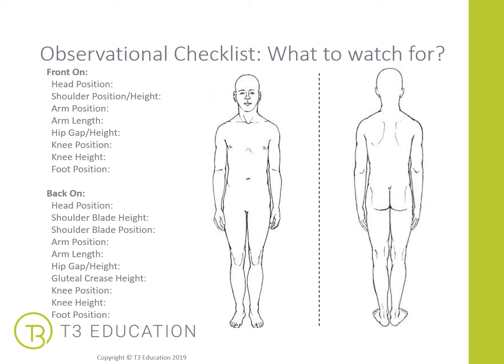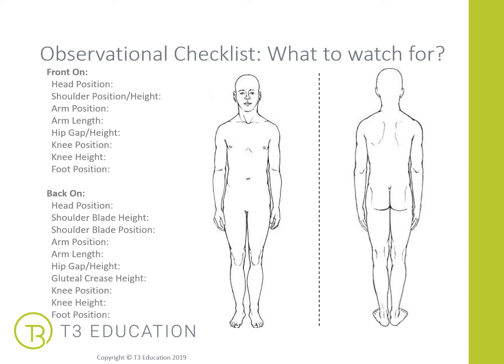Looking at their arm position. Is one hand lower than the other? Is the arm bent at the elbow? Do they look different from side to side? Sometimes a rotation in the pelvis is given away by the arms, one arm more forward than the other.